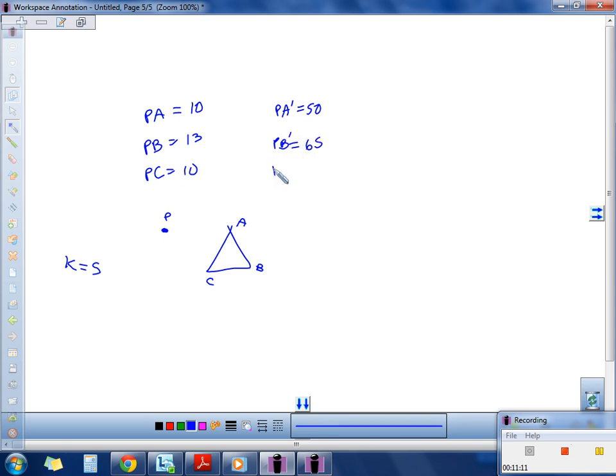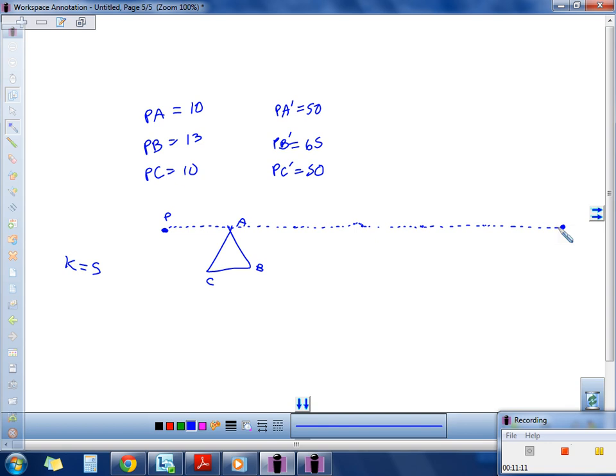65, that's PB prime, and PC prime is going to be another 50. So I'm just making up numbers. So what you need to do is think about this. Along this line, which was 10 originally, I now need to keep going in that direction. How far? 50. So I can kind of, there's 1, there's 2, there's 3, there's 4, there's 5. So I just estimated real quick. That's where my new point would be.